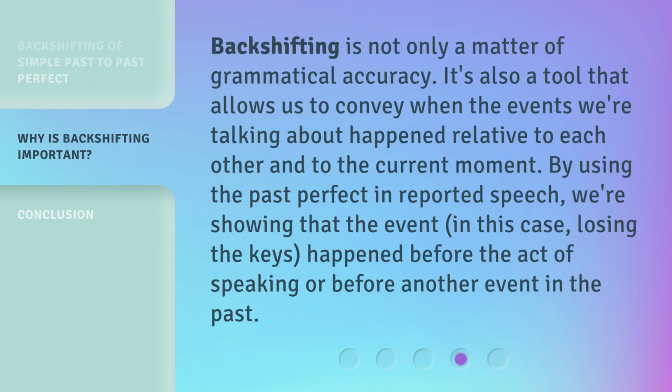Backshifting is not only a matter of grammatical accuracy. It's also a tool that allows us to convey when the events we're talking about happened relative to each other and to the current moment. By using the past perfect in reported speech, we're showing that the event, in this case losing the keys, happened before the act of speaking or before another event in the past.